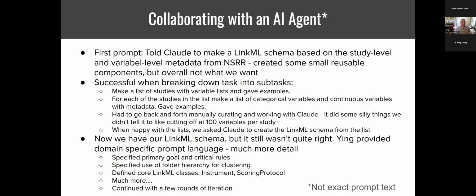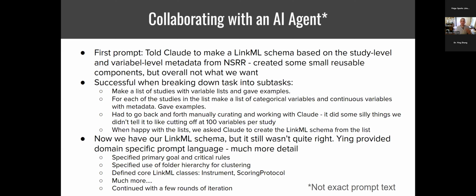And we had to go back and forth and kind of manually curate and work with Claude a bit. It did some silly things we didn't tell it to, like cutting off at 100 variables per study. So you have to be careful that it might be doing something that you didn't tell it to do. But when we were happy with these lists and the collected metadata, we asked Claude to go through those lists and create the LinkML schema from the list rather than directly from the variable tables.